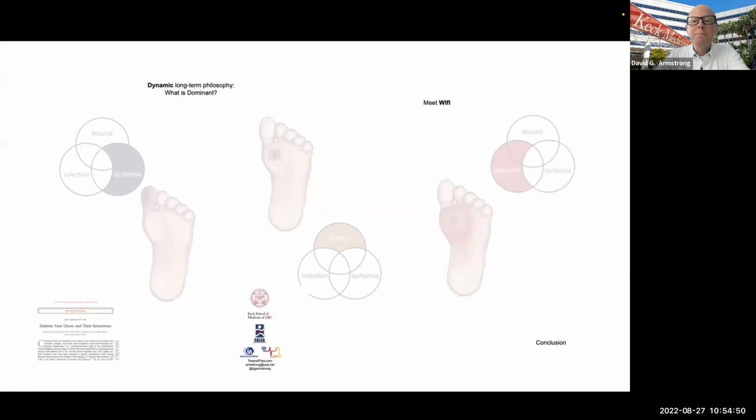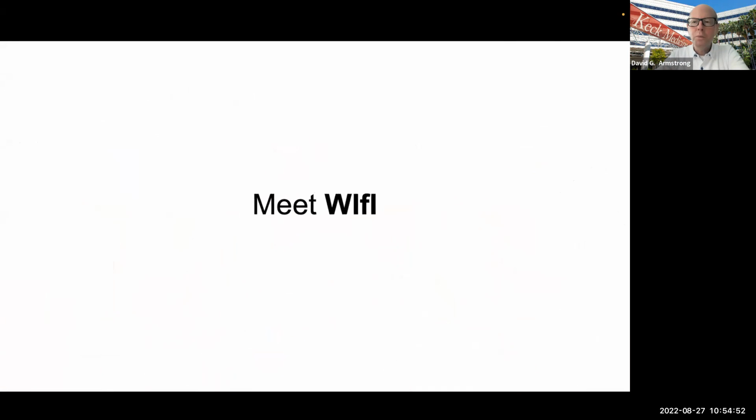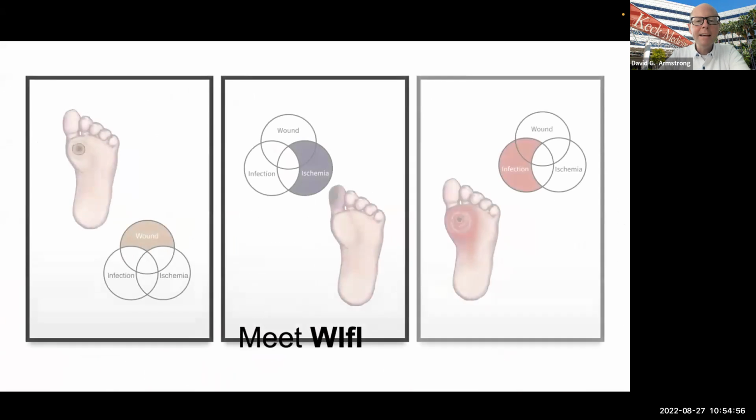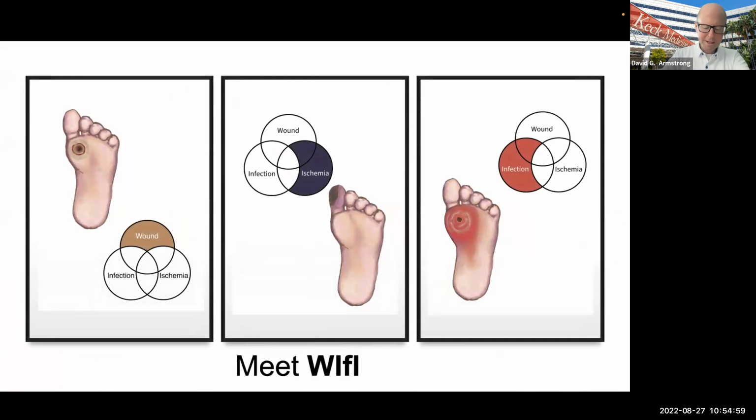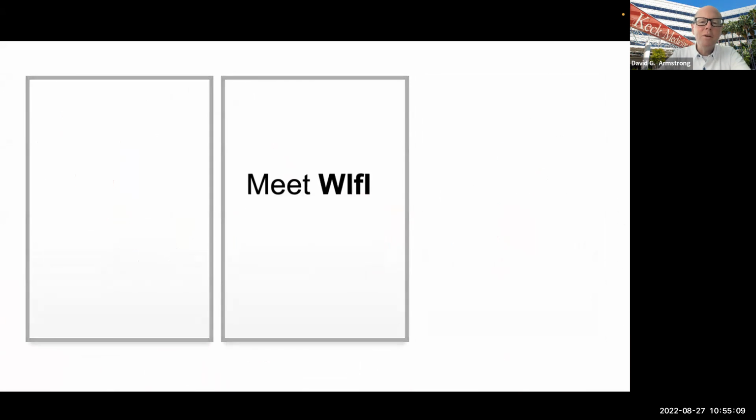And that's really what brings us to WIfI. And what are we talking about? Many of you have seen this already, but let's just review our WIfI settings, looking at tissue loss on the left, ischemia in the middle, and foot infection. So wound, ischemia, foot infection, making WIfI.